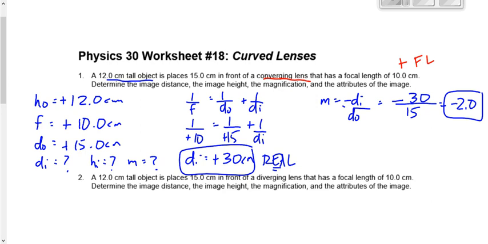If the magnification is bigger than 1, the image is bigger. If the magnification is smaller than 1, then the image is smaller. So 0.5, it's half the size of the object. 2, it's twice the size of the object. This is a bigger image. It's larger due to the fact that the magnification is 2. And due to the fact that it's a negative magnification, it tells us that the image is inverted, upside down.